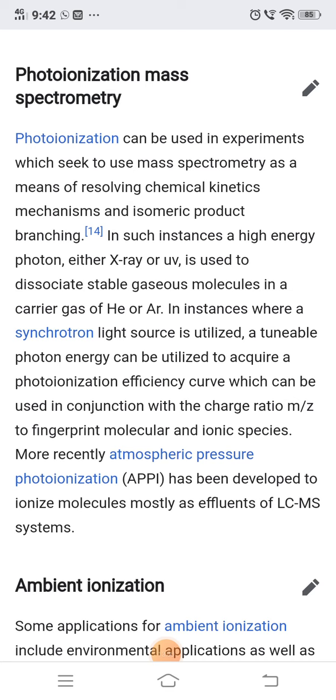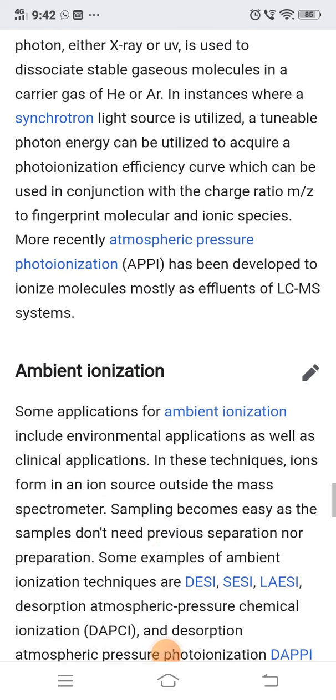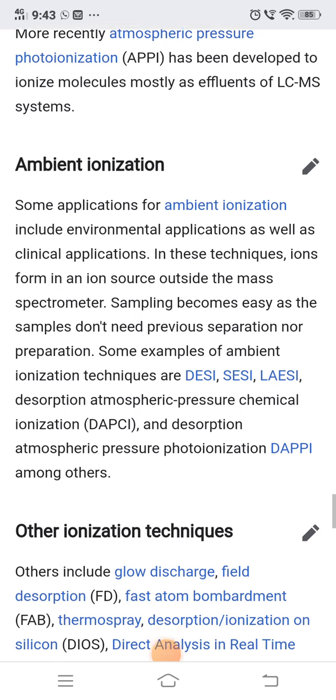More recently, atmospheric pressure photoionization has been developed to ionize molecules mostly in the effluent of liquid chromatography systems. The next is ambient ionization. Some applications for ambient ionization include environmental as well as clinical applications. In this technique, ions form outside the mass spectrometer. Sampling becomes easy as the sample doesn't need previous separation or preparation.